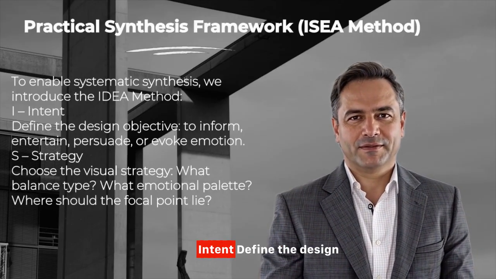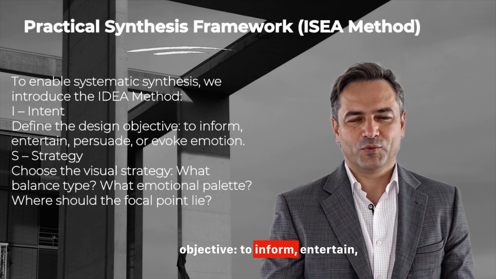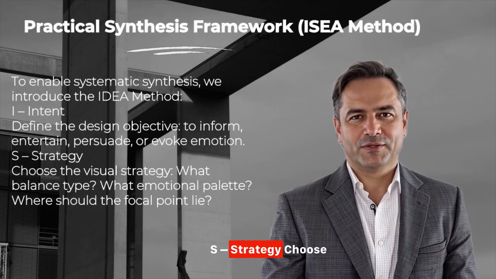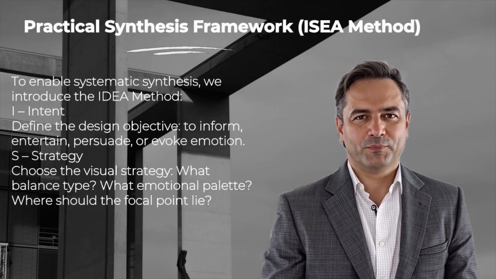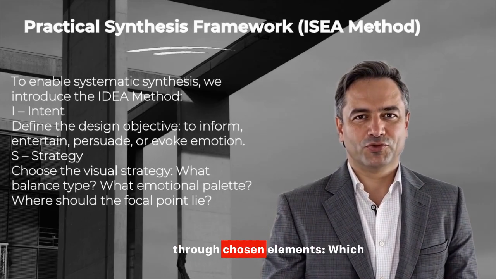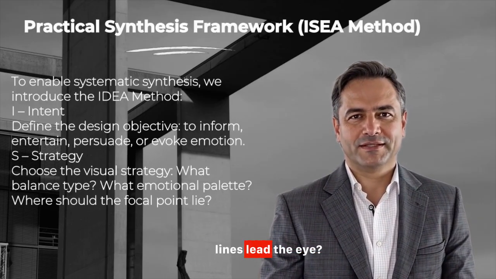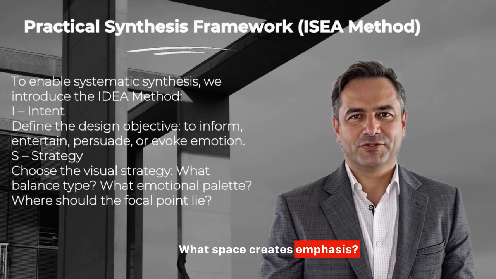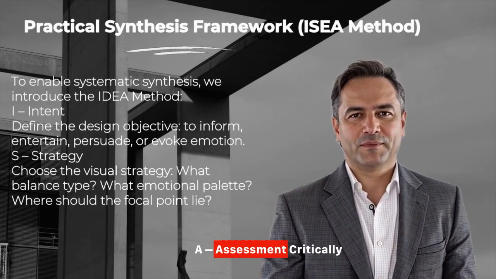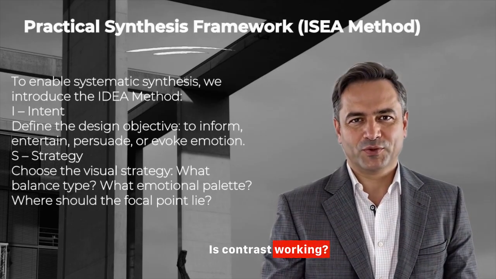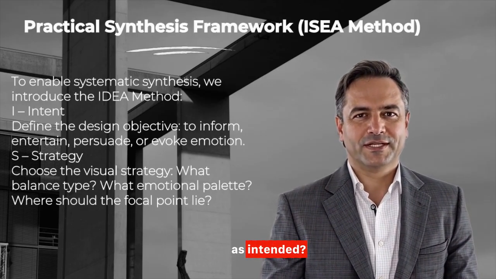I, intent. Define the design objective: to inform, entertain, persuade, or evoke emotion. S, strategy. Choose the visual strategy. What balance type? What emotional palette? Where should the focal point lie? E, execution. Implement through chosen elements. Which lines lead the eye? Which textures add realism? What space creates emphasis? A, assessment. Critically evaluate. Does the composition achieve unity? Is contrast working? Does the viewer respond as intended?